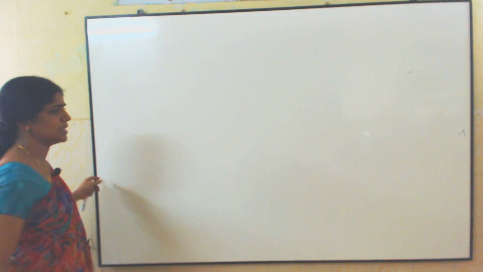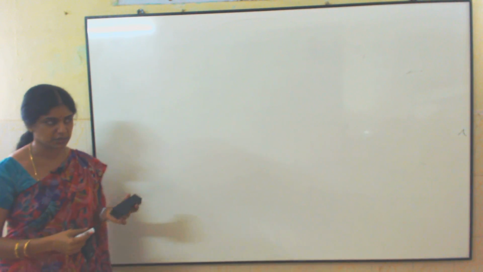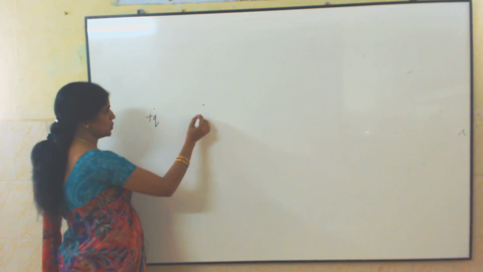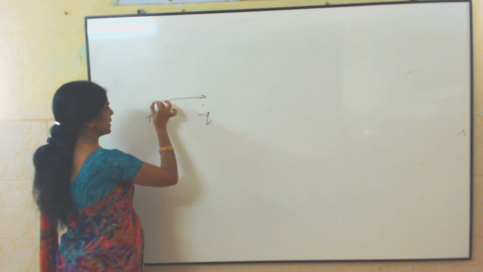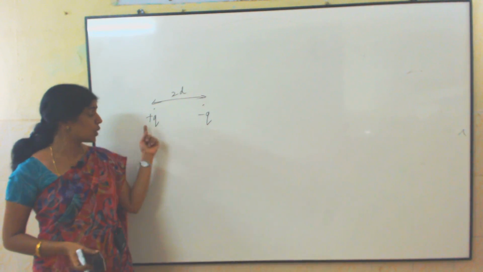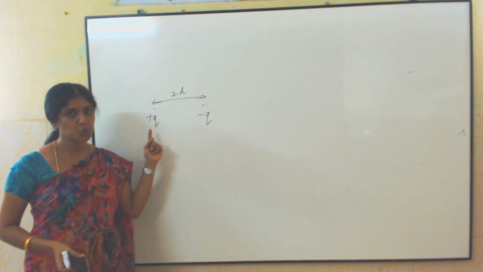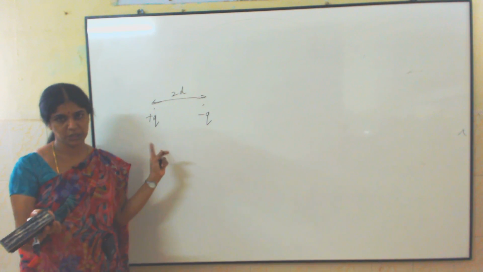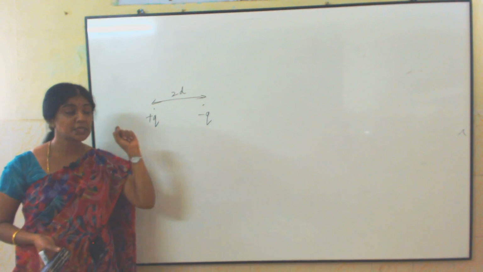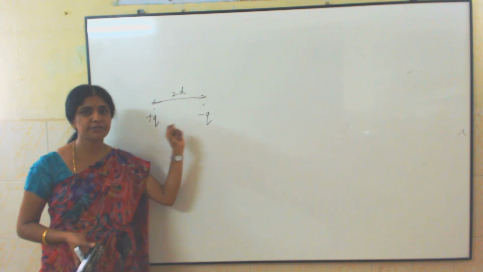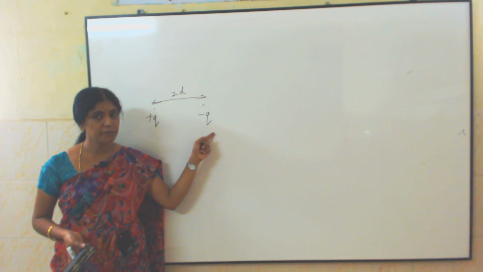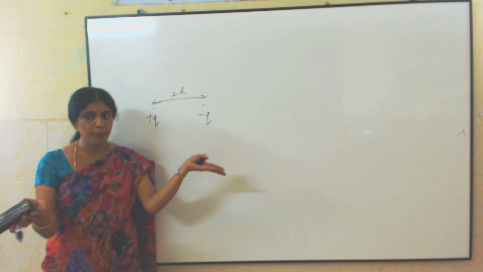Now, so far we have been seeing the charges and the forces acting on the charges. Now, if there are 2 charges present in a system, let them be plus q and minus q, and they are separated by a distance 2d. Here I have 2 unlike charges of equal magnitude, 2 equal and opposite charges, separated by a very small distance. This 2d is nothing but the distance of separation between the 2 charges.